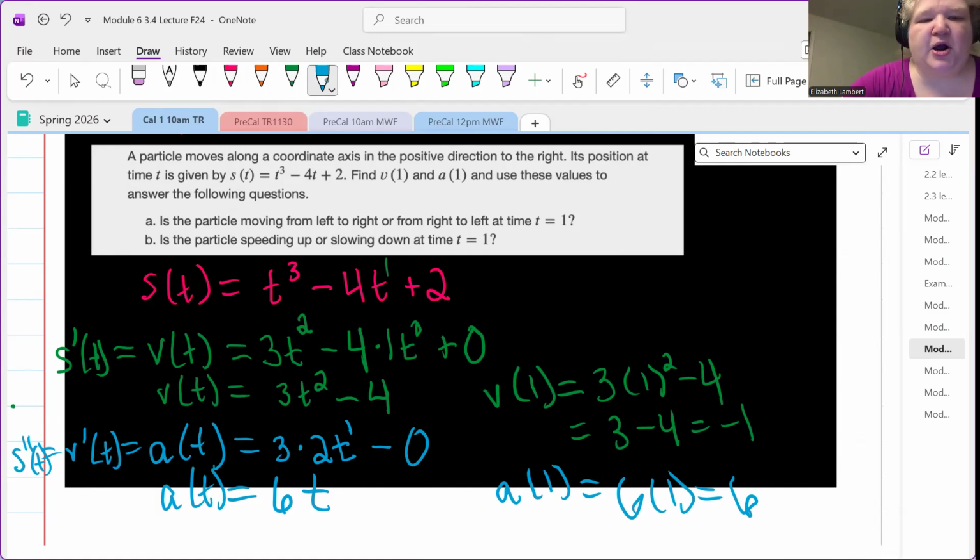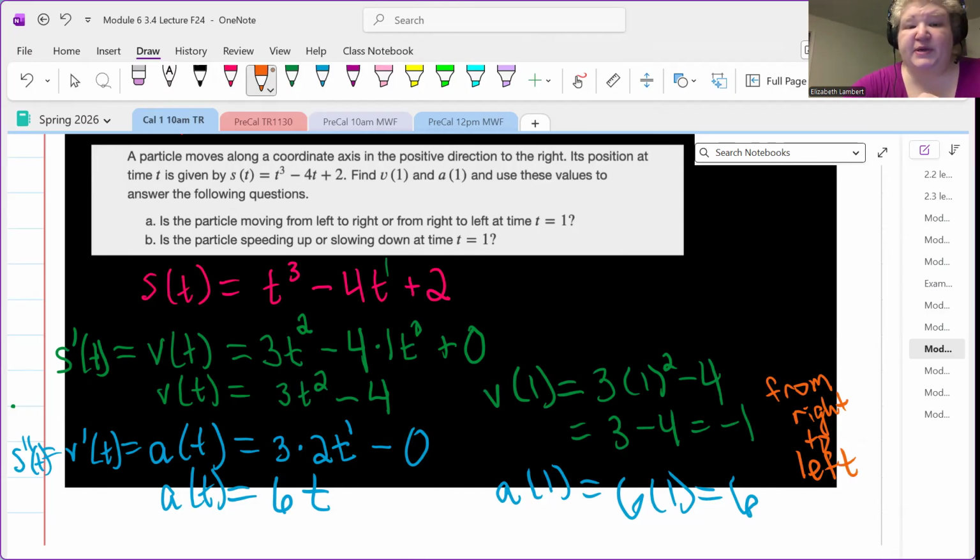So, is the particle moving from left to right or from right to left at time t equals 1? So at t equals 1, our velocity is negative. They said the positive direction is to the right. So if our velocity was positive, it would be moving towards the right. Since it is negative, this is moving to the left. So from right to left.